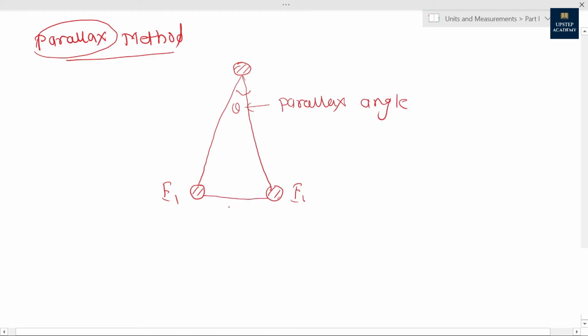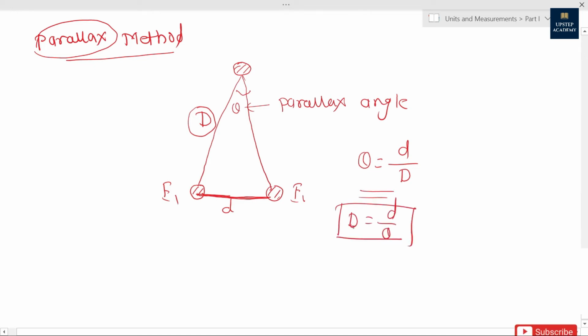Suppose the distance between two eyes is small d, and the distance between the eyes and that object is D. Then we can find the distance between the eyes and the object. How can we find it? Let's use one formula: angle is equal to arc length upon radius. As this is a small distance, we can treat it as part of a circle whose radius is this distance. According to this, D is equal to d upon theta.